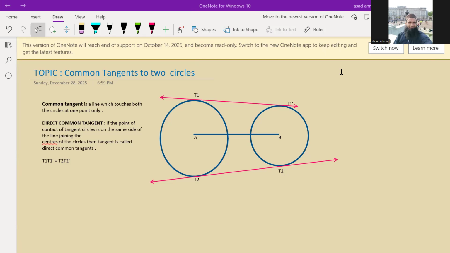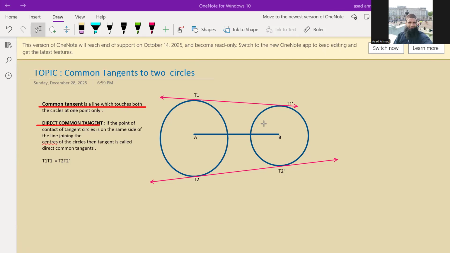Now, the first definition is about common tangents. What is meant by the word itself, common tangent? A common tangent is a line which touches both the circles at one point only. It has two categories. One is called a direct common tangent. The diagram visible in front of you is about a direct common tangent.